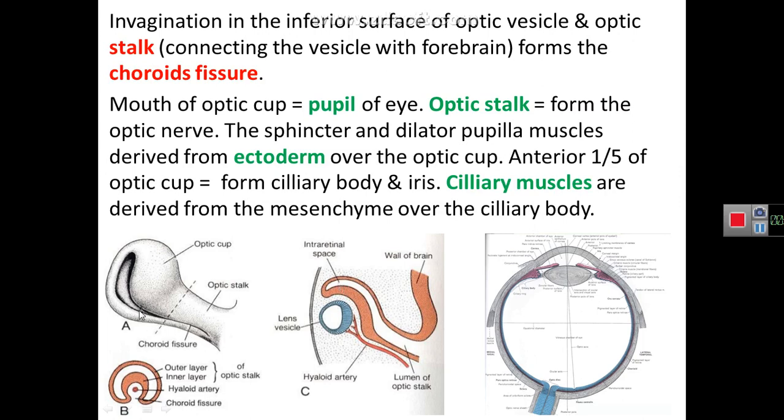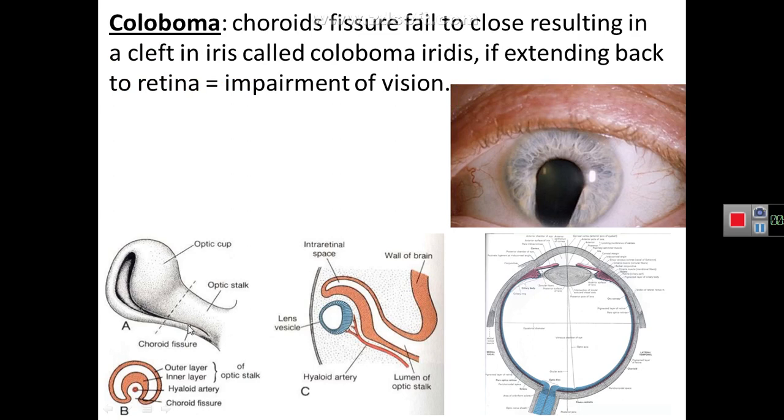The optic stalk will show a ventral groove which is called the choroid fissure. This is a transient groove that should disappear, but if this groove, the choroid fissure on the ventral aspect of the optic stalk, does not disappear, it will produce a condition which is called coloboma, in which part of the colored iris is absent, as you can see.